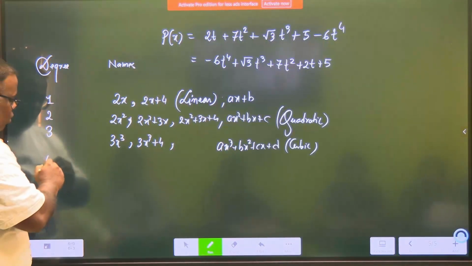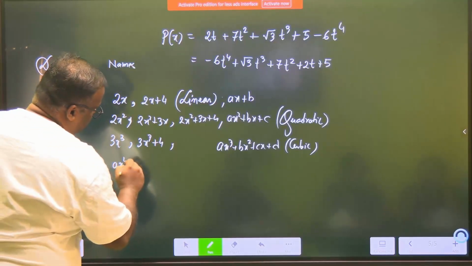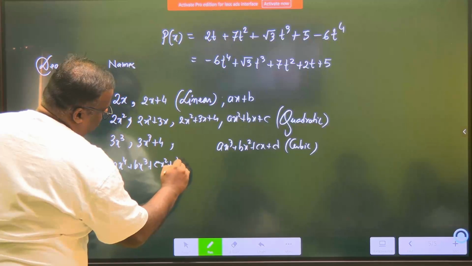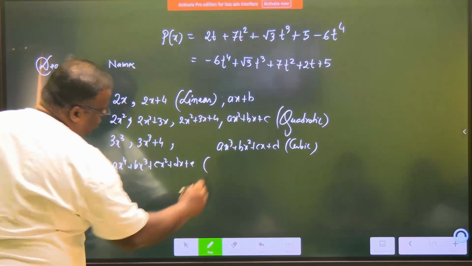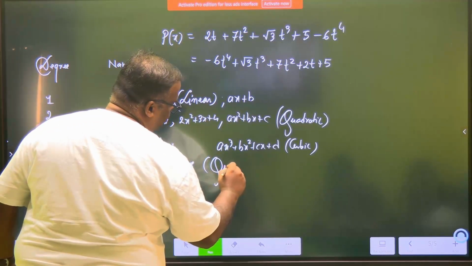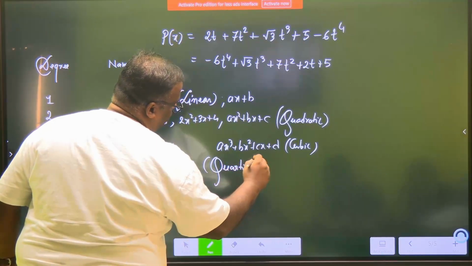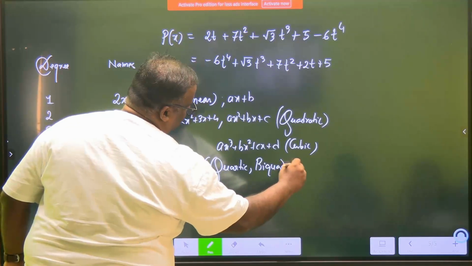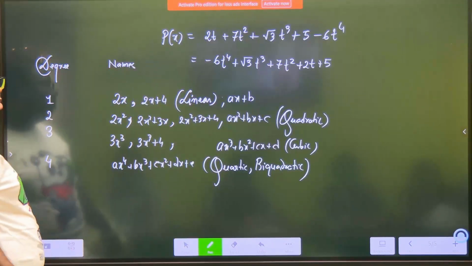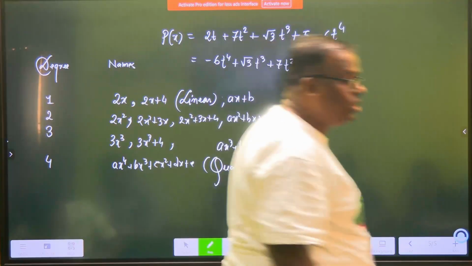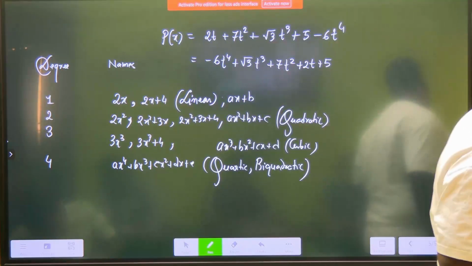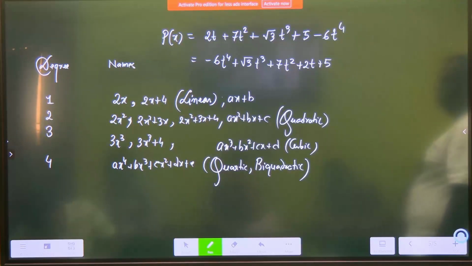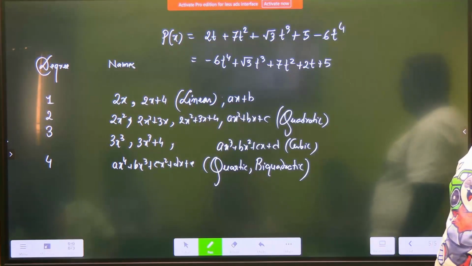And last we go to the fourth one, which would be ax4 plus bx cube plus cx square plus dx plus e. This is known as a quartic, Q-U-A-R-T-I-C, or also called biquadratic. Two quadratics are there, so this is called biquadratic or quartic. Quarter means 4, from 4 a quarter is made. Biquadratic or quartic polynomials. Understood?